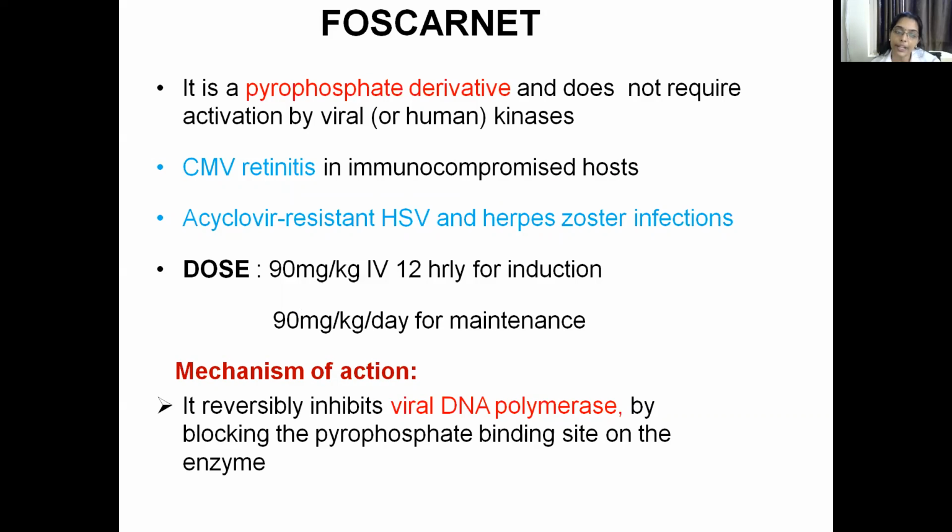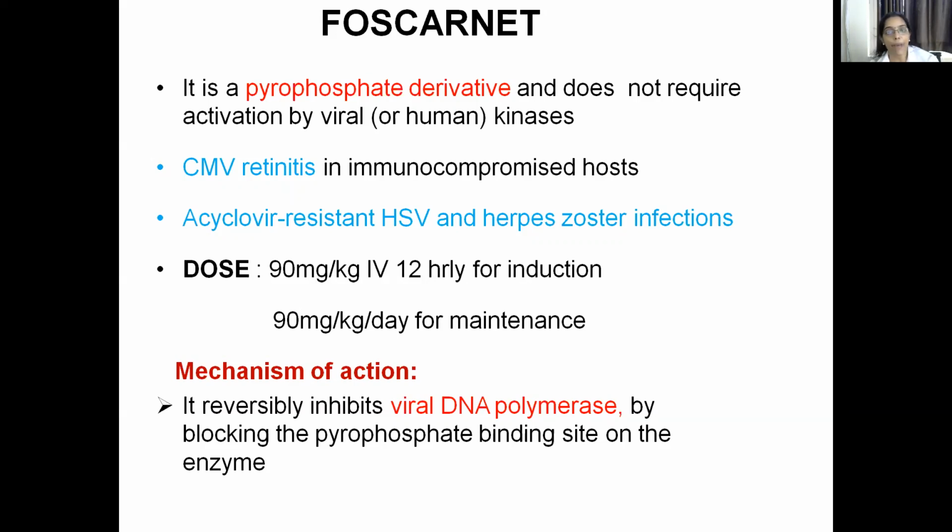And how does it inhibit it? By blocking the pyrophosphate binding site on the enzyme. It is used in CMV retinitis in immunocompromised hosts, acyclovir resistant herpes infections, and herpes zoster infections. It has a higher affinity for the viral DNA polymerase when compared to the host cell DNA polymerase enzyme. The dose is 90 mg per kg IV, 12 hourly for induction. For maintenance, it is 90 mg per kg per day.